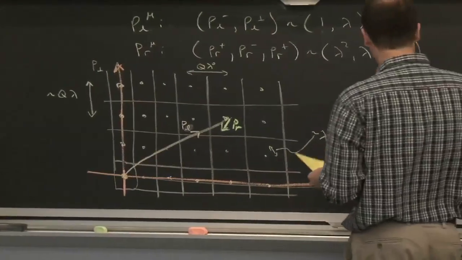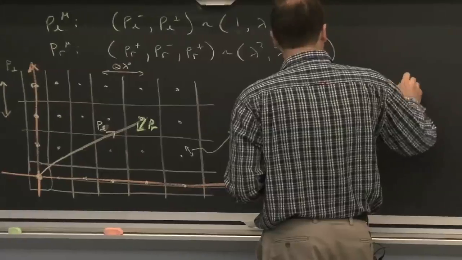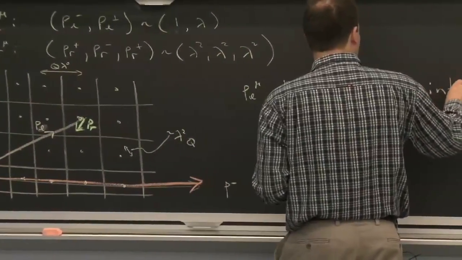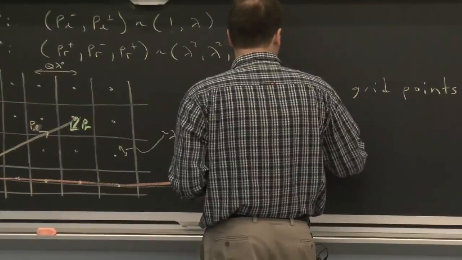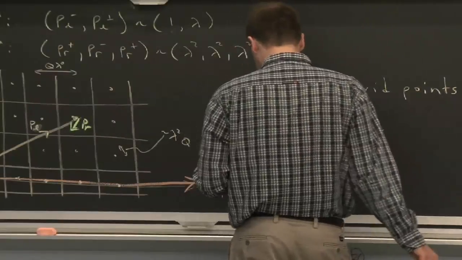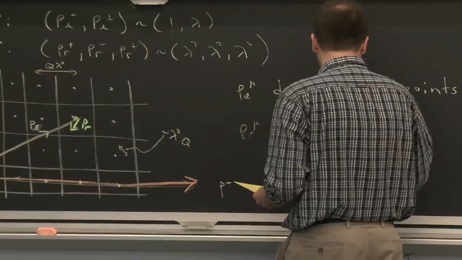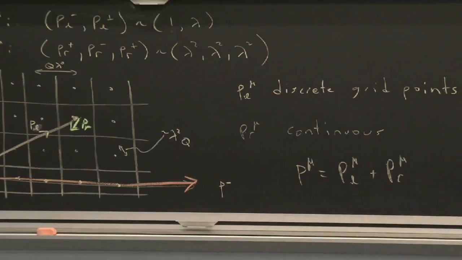Okay, so PL are discrete grid points, and PR are continuous. This picture also makes clear that if you take any P, it is uniquely given by some PL and some PR. If I point at any place in this grid, you can tell me exactly which PL I should pick and then what PR I should pick.